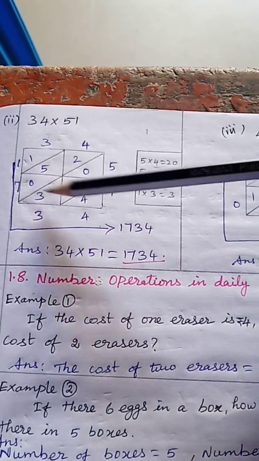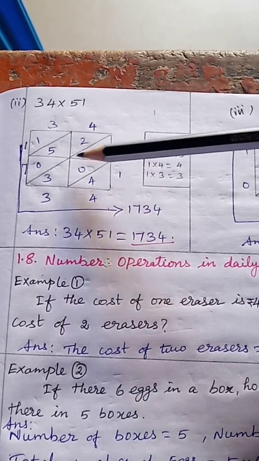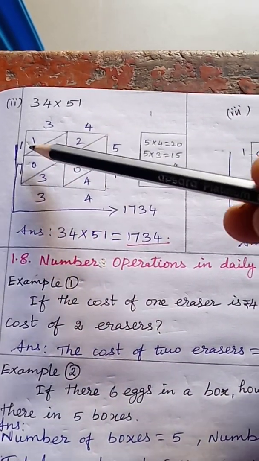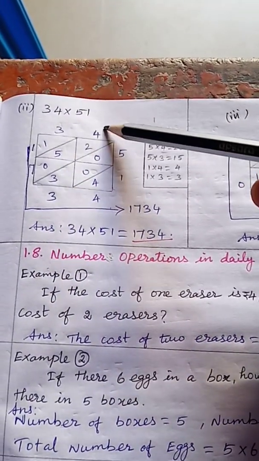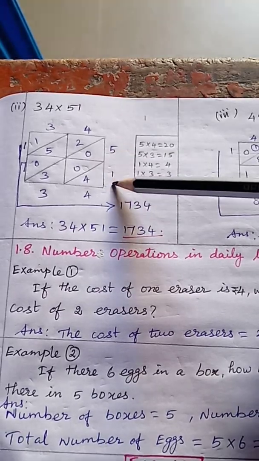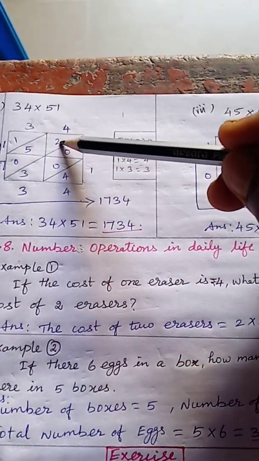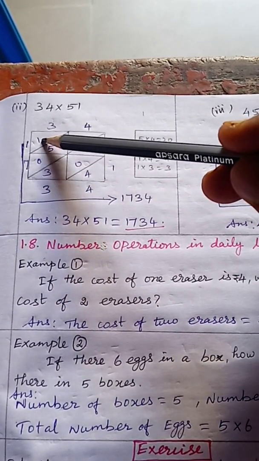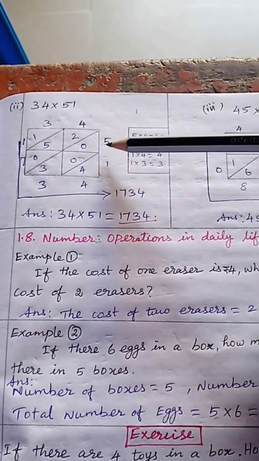The second one, lattice multiplication, 34 into 51. We have to draw the same square box, divide the box into 4 equal parts, then put slanting lines like this. Now 34 you have to write on top, and 51 on the right side. 5 4s are 20, so 2 write up, 0 write down. 5 3s are 15, so 1 you write up, 5 write down. 34 into 5 is over.